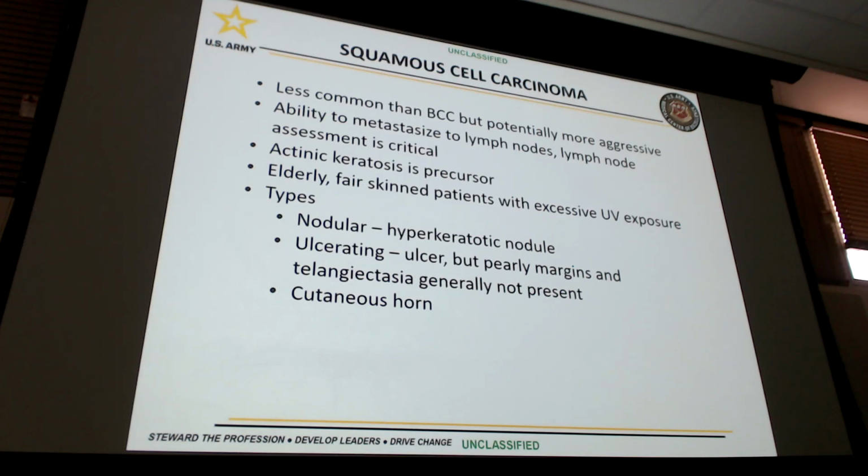With squamous cell and basal cell, basal cell is more common. Okay. Basal cell also has the telangiectasia associated with it. Squamous cell does not. So if you want to differentiate the two, pretty similar, one's going to have telangiectasia, basal cell. The other, squamous cell, is not. Okay.